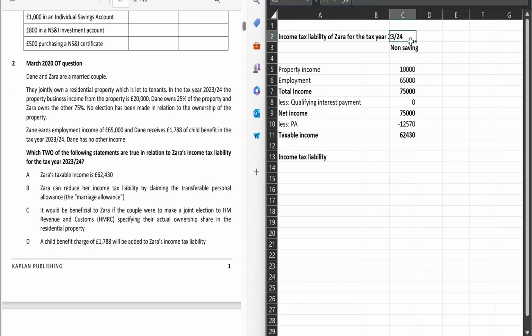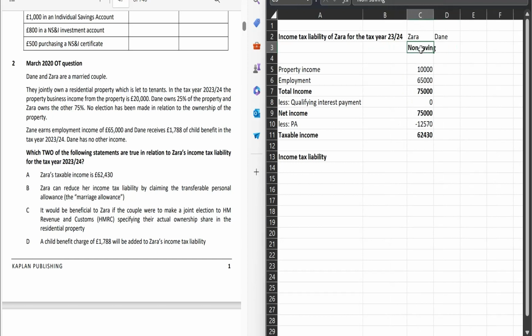This one is for Jara, right? And for Dane, what is the source of income for Dane? One is the property income, right? So Dane has no other income. It will be simply 0. So now Dane is a basic rate taxpayer, and Jara is the higher rate taxpayer.